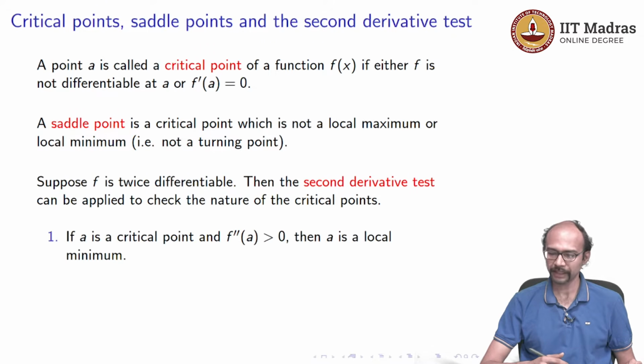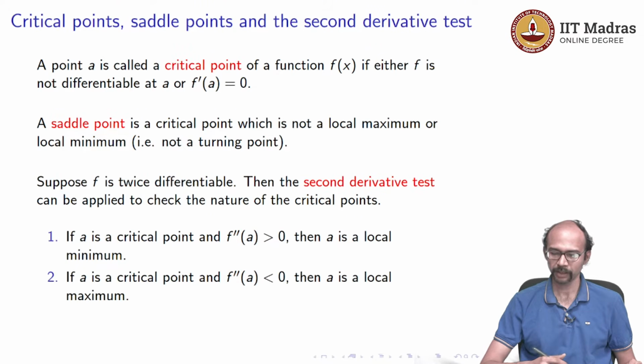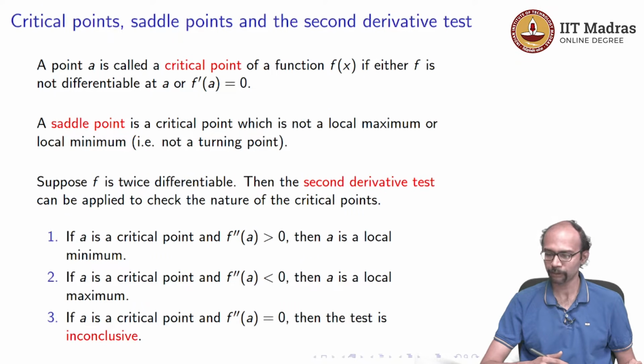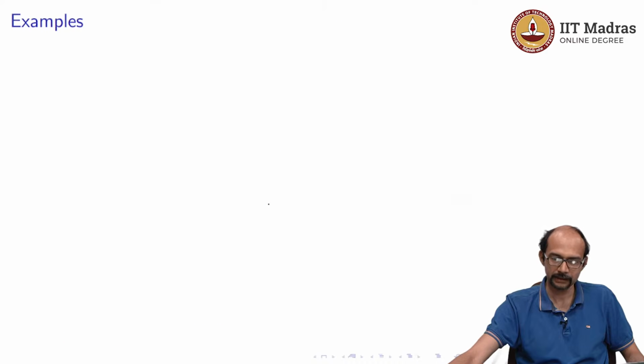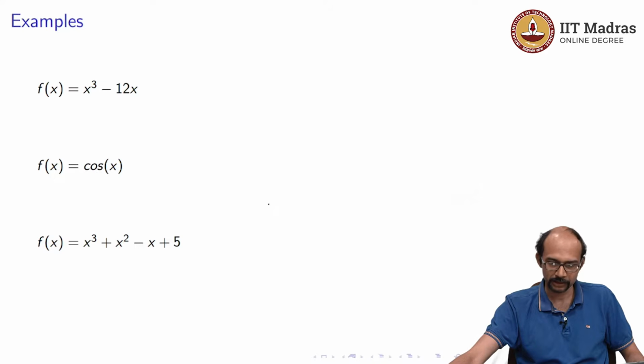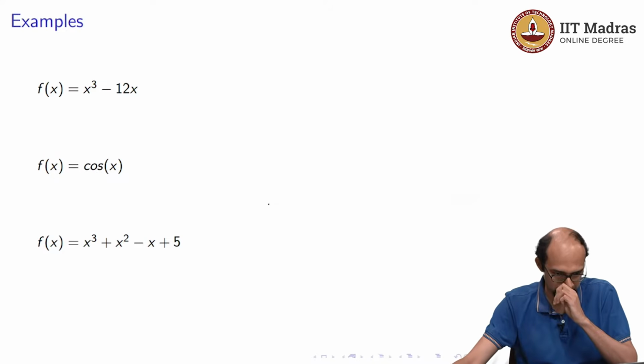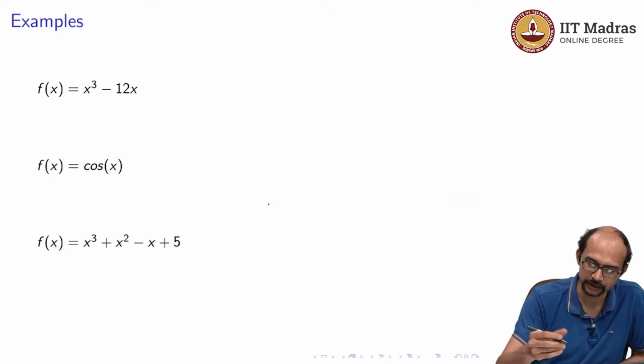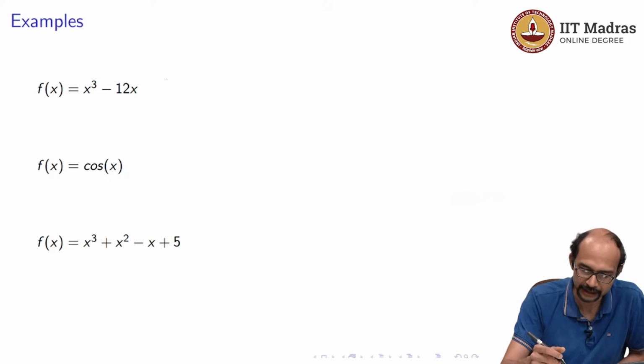If a is a critical point and f double prime of a is positive, then a is a local minimum. If a is a critical point and f double prime of a is negative, then a is a local maximum, and if f double prime of a is 0, then the test is inconclusive. So let's look at some examples and apply the test.